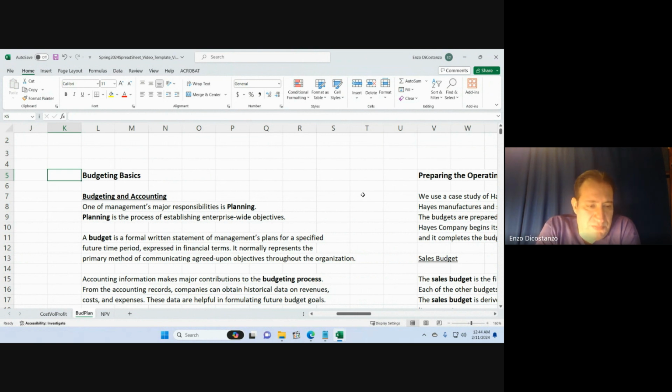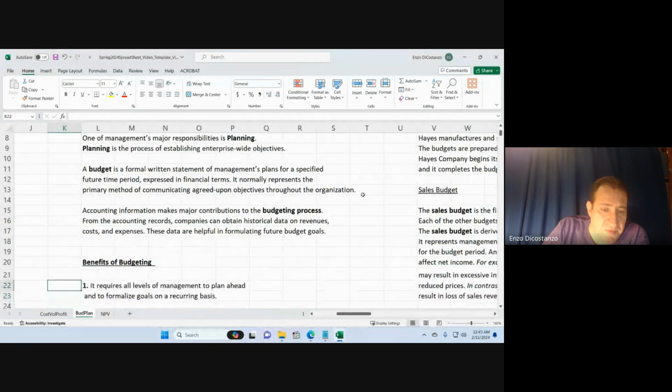So, planning, enterprise-wide objectives. What a budget is: a formal written statement of the management's plans for a specified future time period, expressed in financial terms. You want to be able to communicate those objectives throughout the organization. Accounting information makes a major contribution to the budgeting process: records, historical data, revenues, costs, expenses.